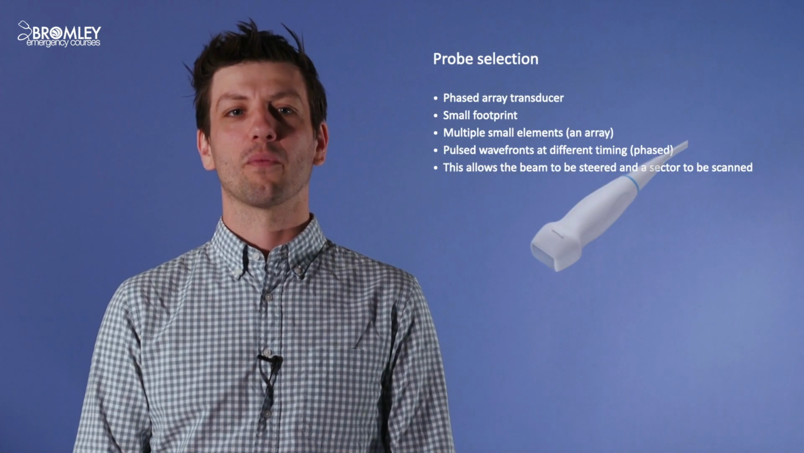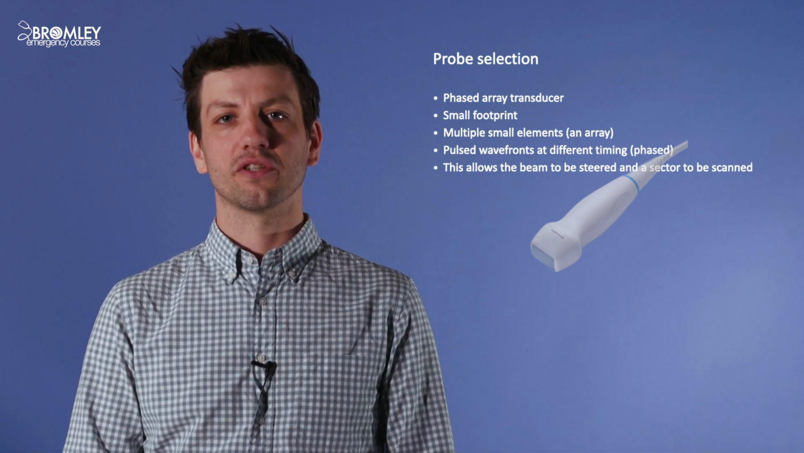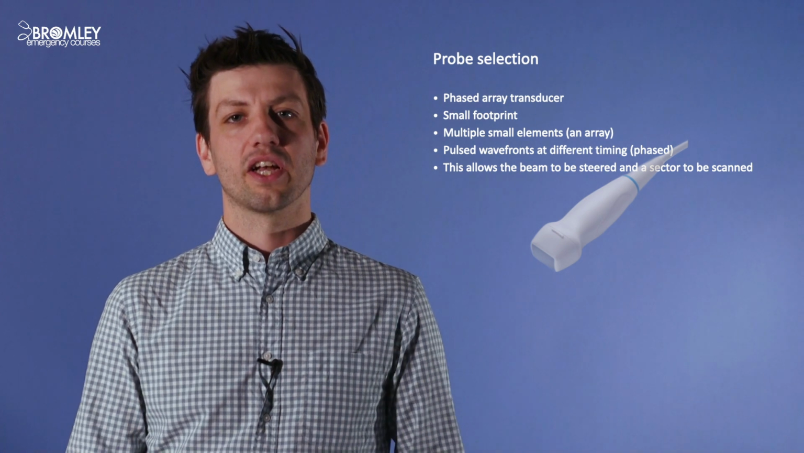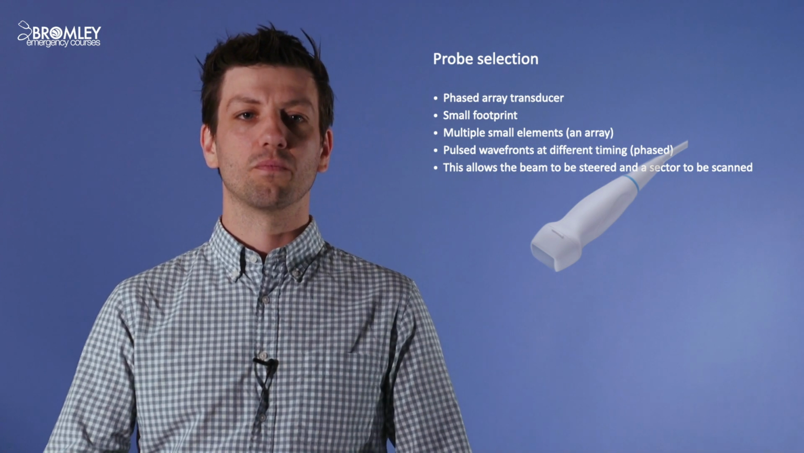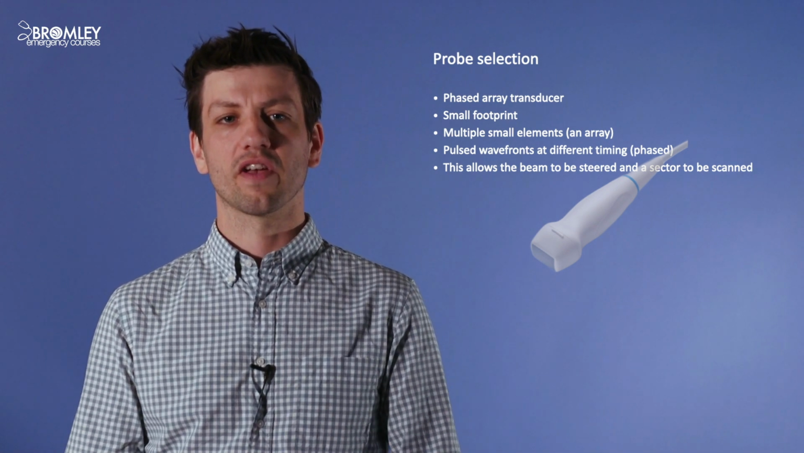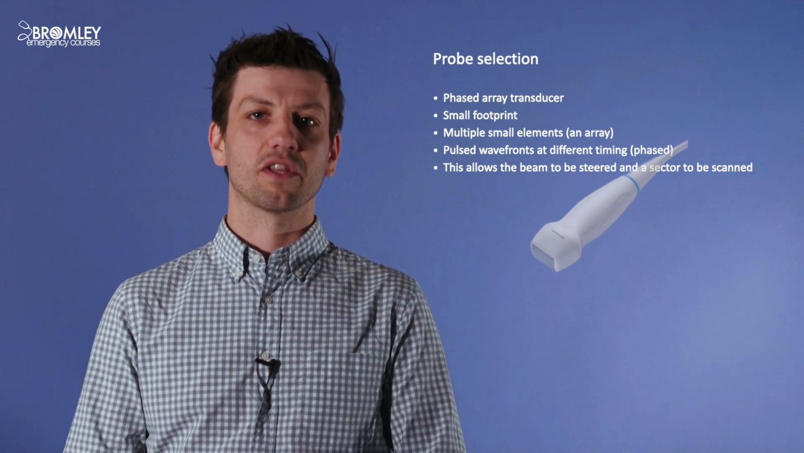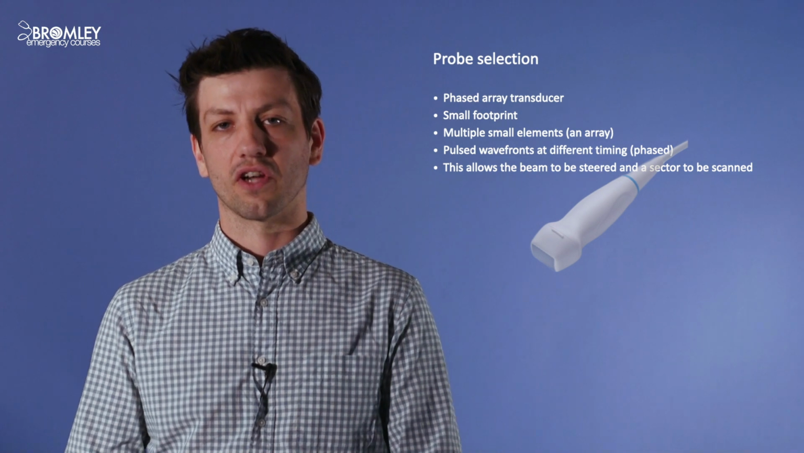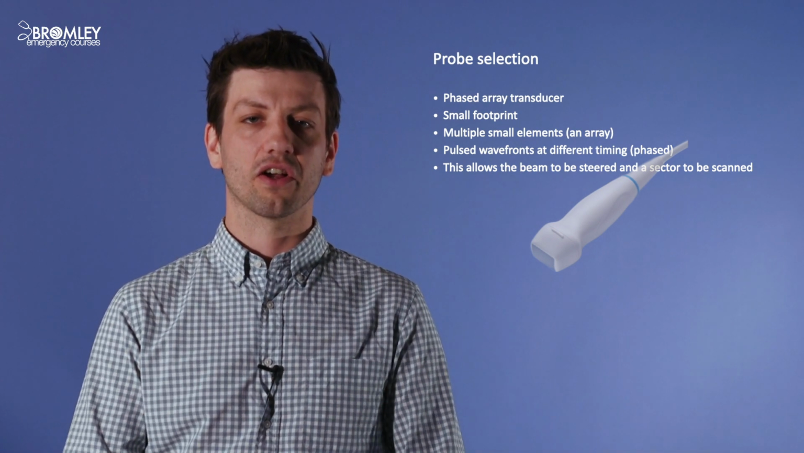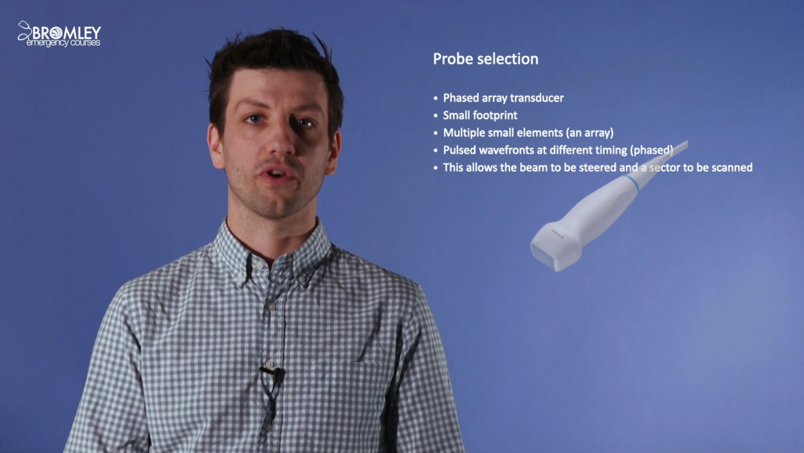So for the echocardiogram, we're going to use the phased array transducer. Very different from the linear and curvilinear transducers in the way that it forms an image. The phased array transducer is made up of multiple small elements, each of which will emit their ultrasound wave at different times, so a phased array of elements. This allows the beam to be steered in different directions, and in that way we can scan a very large sector whilst at the same time maintaining a very small footprint of the probe. And this is essential given that the heart sits behind a rib cage.